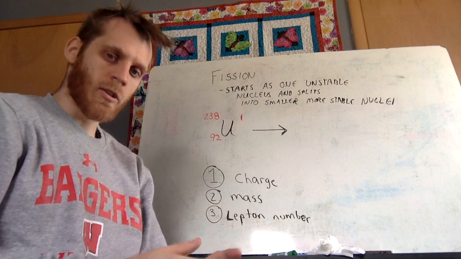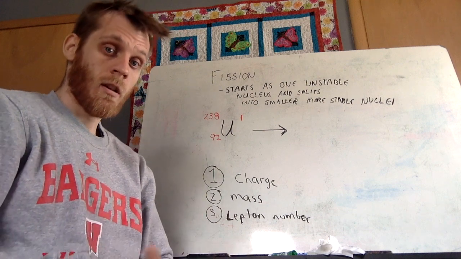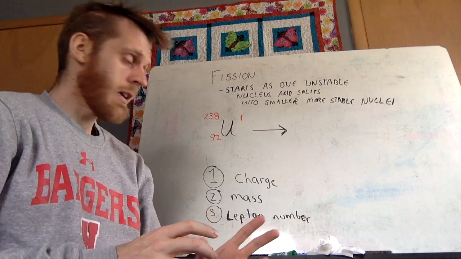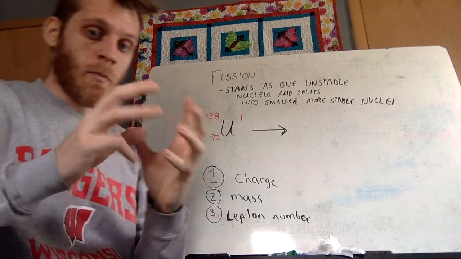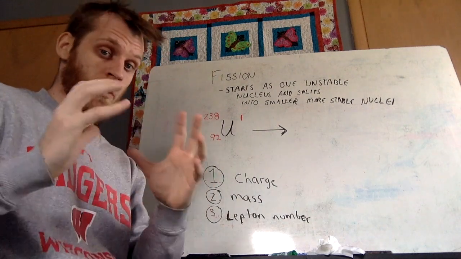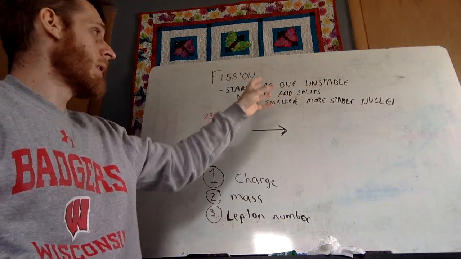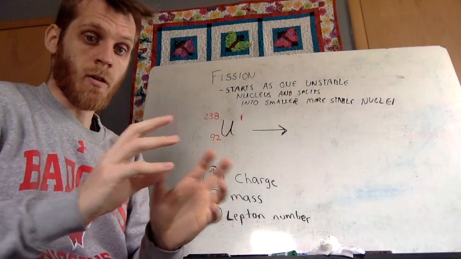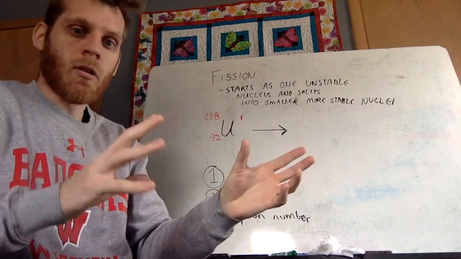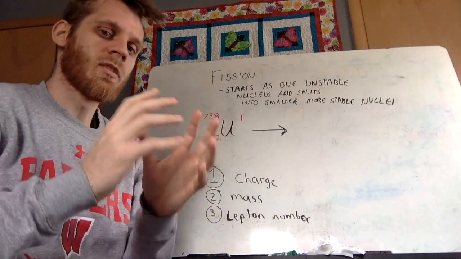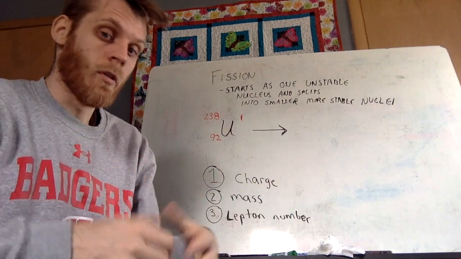Now the next reaction we're going to talk about is nuclear fission. So nuclear fission is when the nucleus starts off as a really, really big unstable nucleus. It's really big. And it breaks apart into smaller, more stable nuclei. So it can break into like 2 nuclei or 3 nuclei or 10. It's going to produce a lot more smaller and stable nuclei.